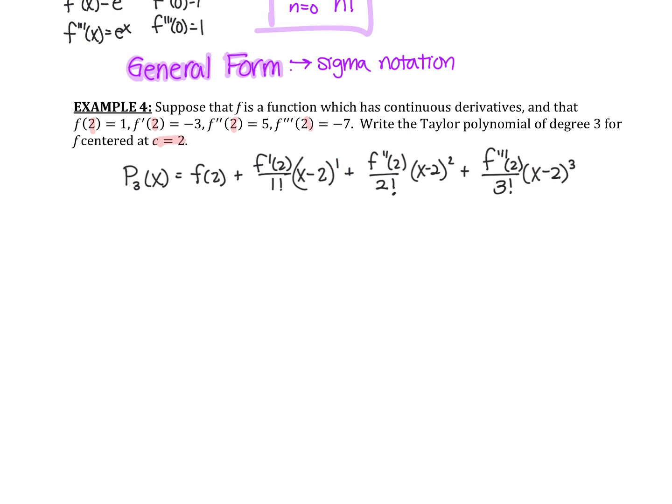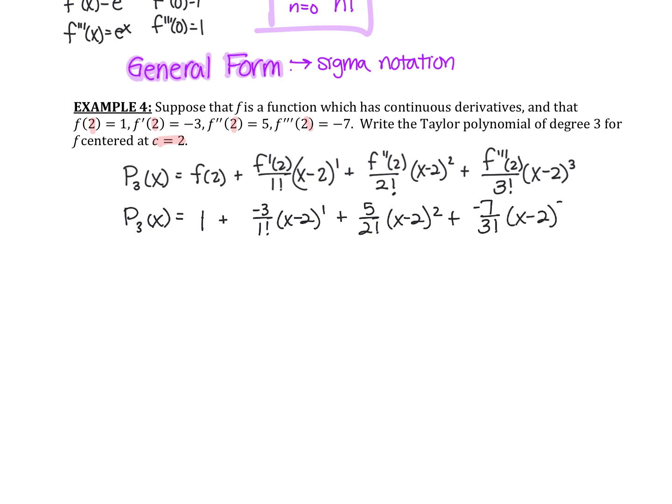Okay, well, let's fill in the information that we were given. So my polynomial here would be f of 2, which we said was 1, plus f prime of 2, which is negative 3, over 1 factorial times x minus 2 to the first, plus my second derivative evaluated at 2 is 5, over 2 factorial times x minus 2 squared, plus my third derivative evaluated at 2 is negative 7, over 3 factorial times x minus 2 to the third.